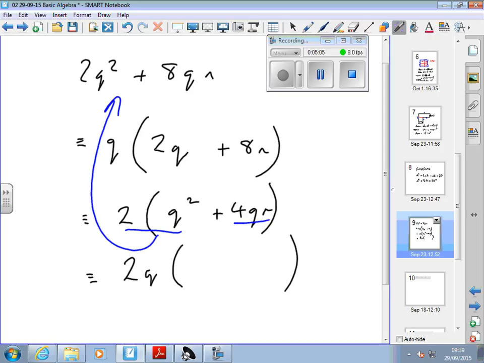Does 4qn times 2 give that? Yes. And then finally, if I take 2q out, what have I got to times 2q by to get 2q squared? Another q to get the q squared. And here, 4n to get back to 8qn. So that's the sort of thing you have to do, and there are some examples.